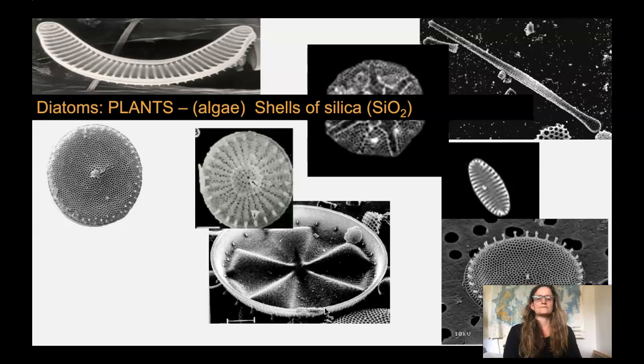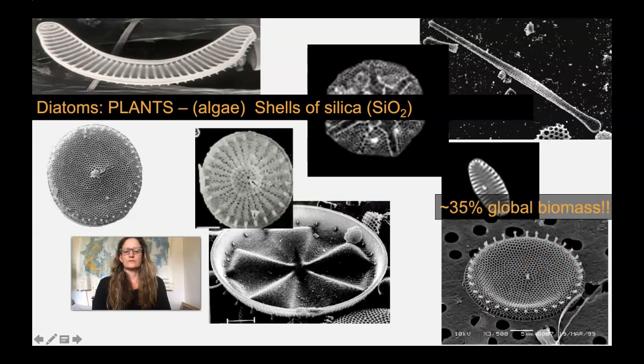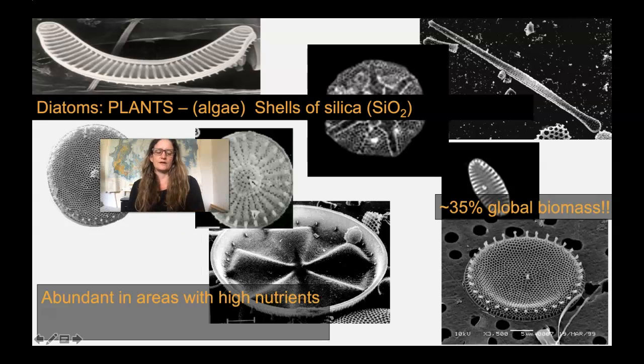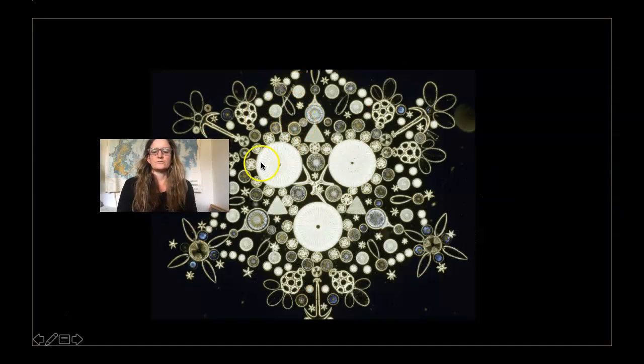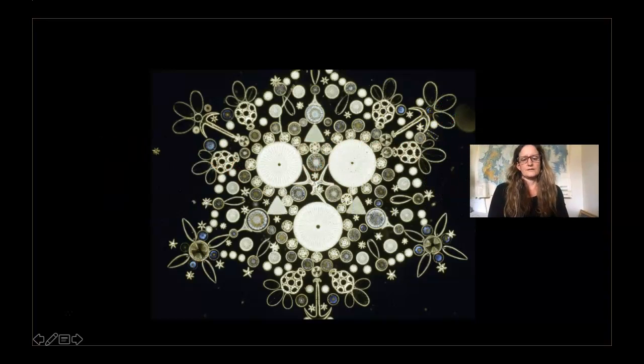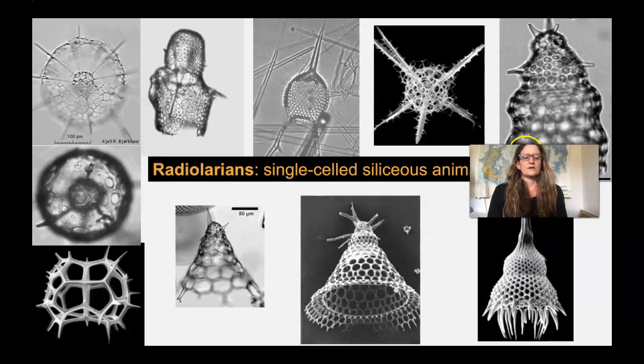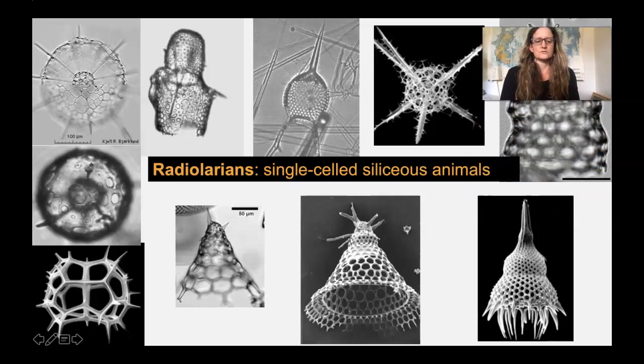Here are some of the plants, the diatoms. Really beautiful. They make up 35% of the global biomass. So these are oxygen producers, and they produce oxygen in the ocean. They're abundant in areas of high nutrients. One of those is the area around Antarctica. So here's some of the art that is created out of the siliceous organisms. Radiolarians are siliceous animals. So these are all animals that are single cell and float around as plankton in the ocean.